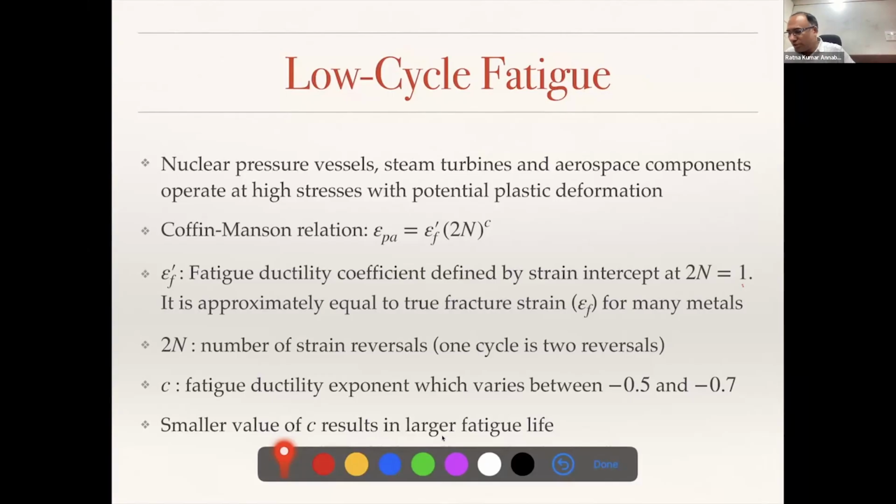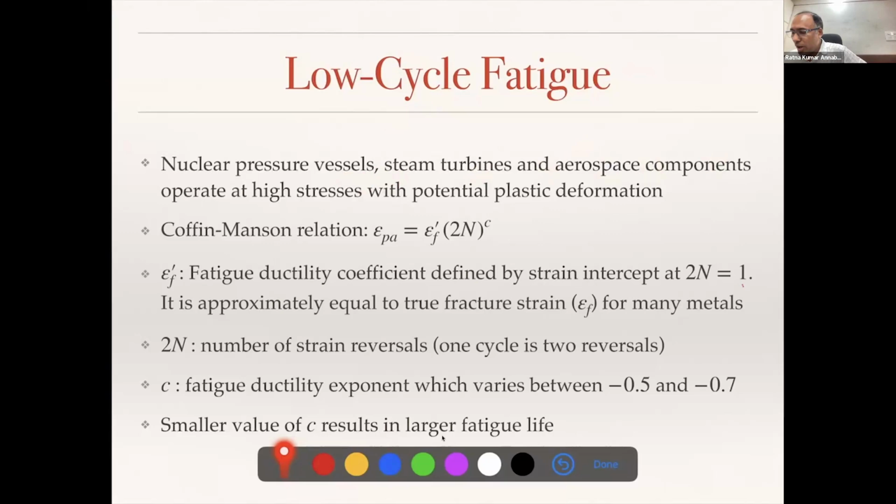So that is what we call low cycle fatigue, because your strains are going to be much larger, or the stresses are going to be much beyond, close to the yield strength of the material, and hence you need to apply the low cycle fatigue approach. And this is typically the case for several components in nuclear pressure vessels, because the loads that they are usually exposed to are much larger, steam turbines and aerospace components.